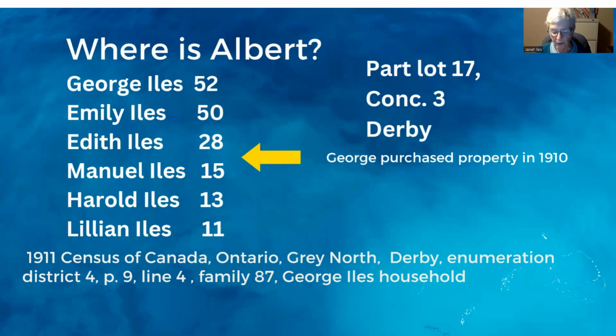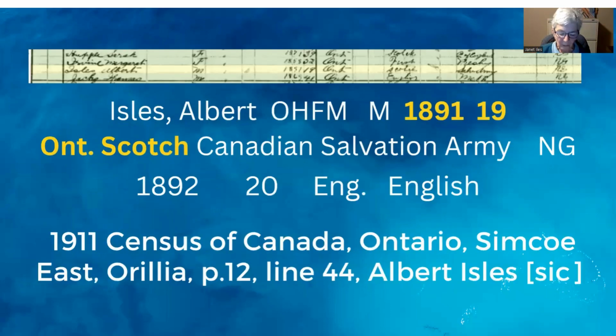But I also, during this search, learned that Albert had been institutionalized in Aurelia. Now I needed to do another search for Albert in Aurelia in 1911, and I was able to find it. But like any document, there can be errors, and I found them here. Instead of being spelled I-L-E-S, his last name had been entered as I-S-L-E-S.